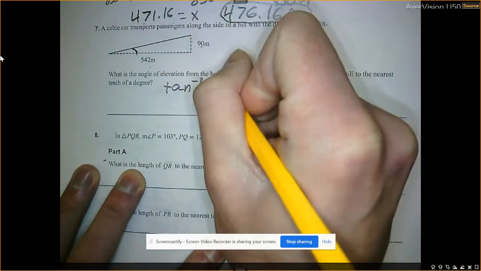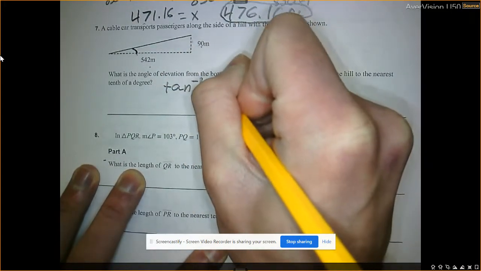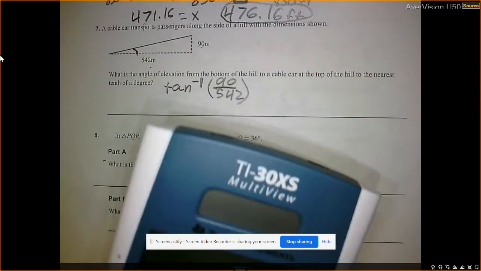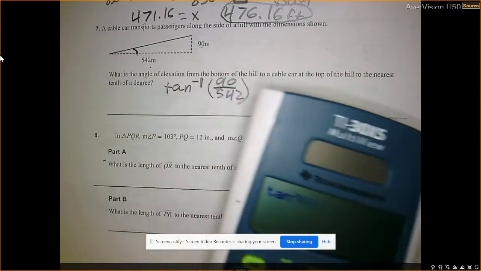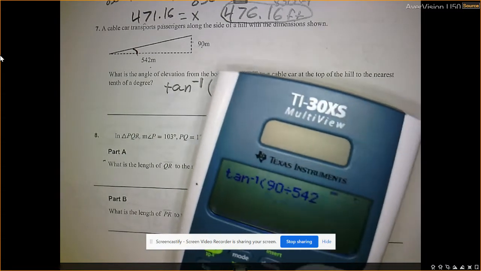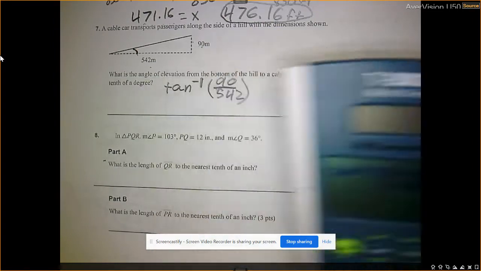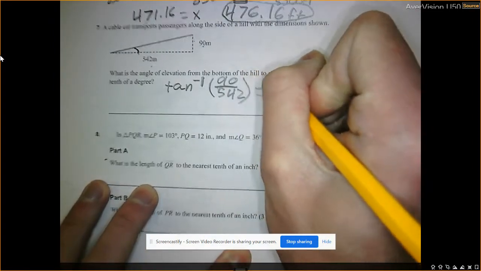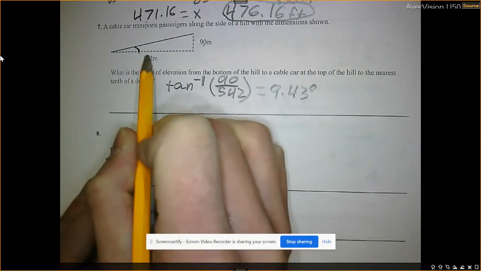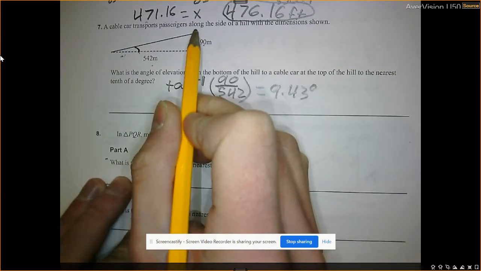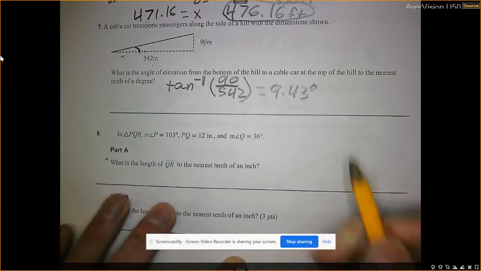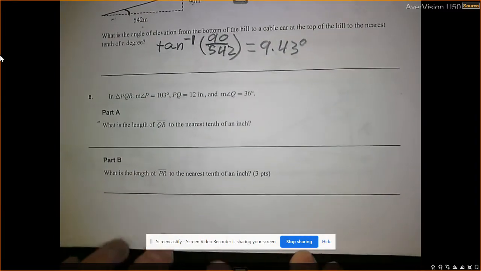So inverse tangent of opposite is 90 over adjacent is 542. That's going to give us that angle of elevation. Push a couple buttons on your calculator. Second tangent, 90 divided by 542. And that angle of elevation is 9.43 when you round. Okay, 9.43 degrees. Does that make sense? Yes, it does, because we're 542 meters away here, going up only 90 meters, so it should be a small angle of elevation. 9.43 degrees makes good logical sense.